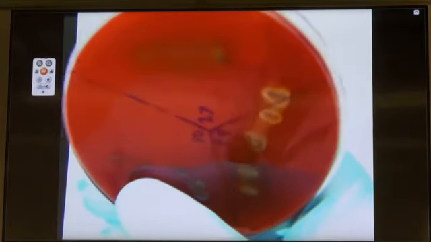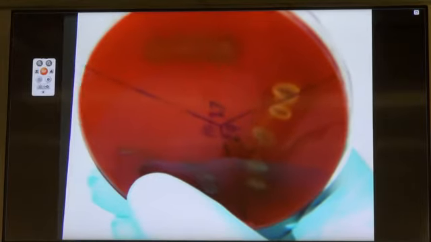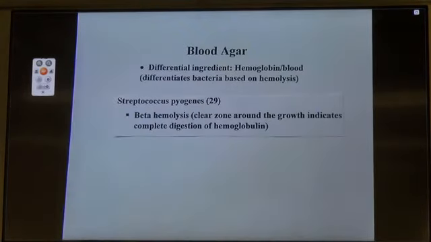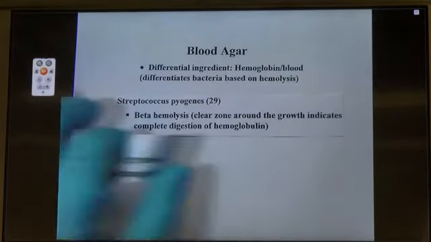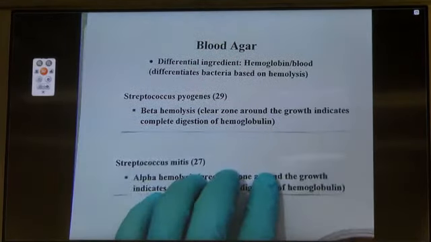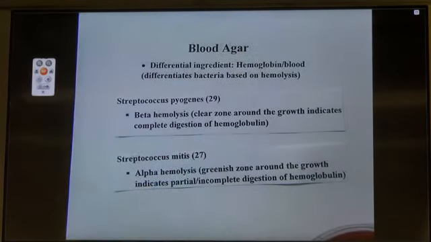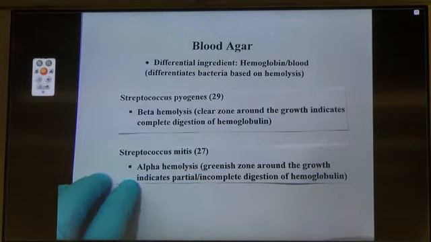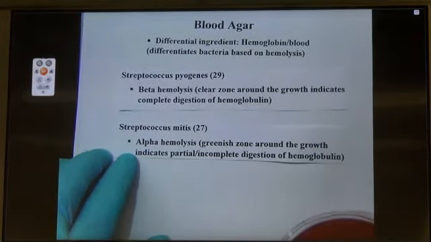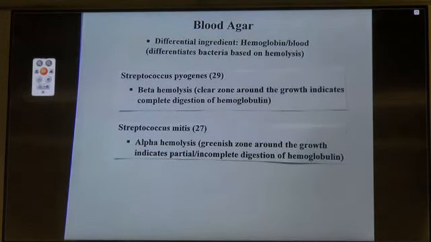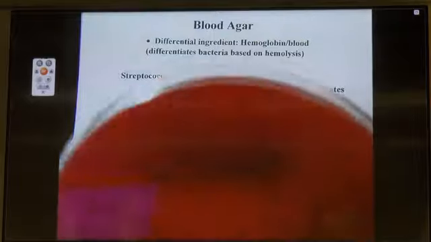And in section 27, you see this partial hemolysis or greenish zone, right there. Partial, you cannot see through the blood. It's kind of hazy, greenish zone. That is called alpha hemolysis, greenish. Streptococcus mitis. Incomplete digestion of hemoglobin. Now, is it greenish?